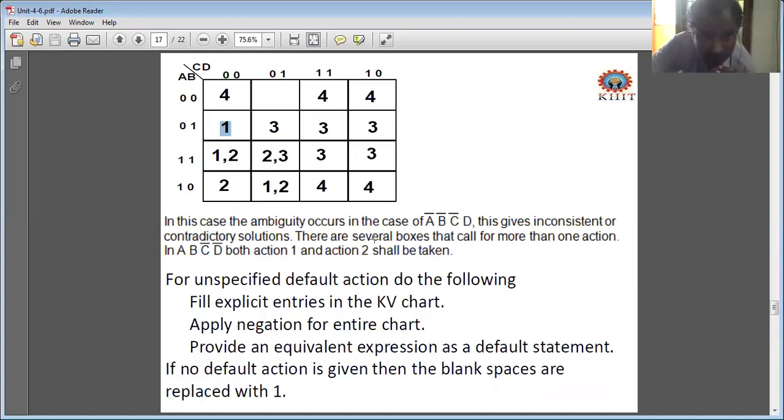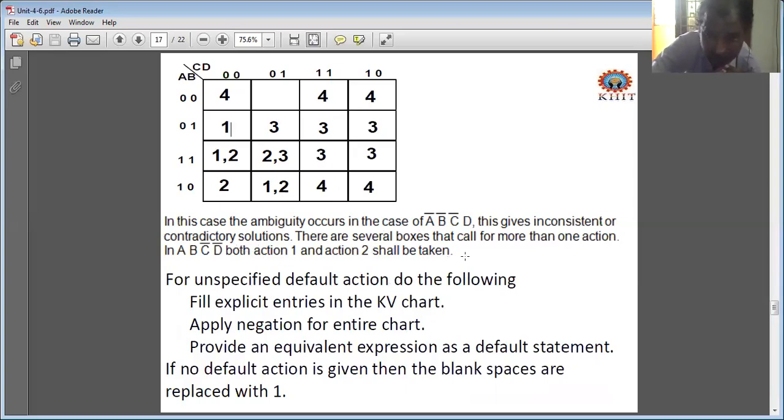In this case, the ambiguity occurs in the case of A bar, B bar, C bar, D. A bar, B bar, C bar, D. Because here there is an empty place. This gives inconsistent or contradictory solutions. So this empty space gives the inconsistent or contradictory solutions.